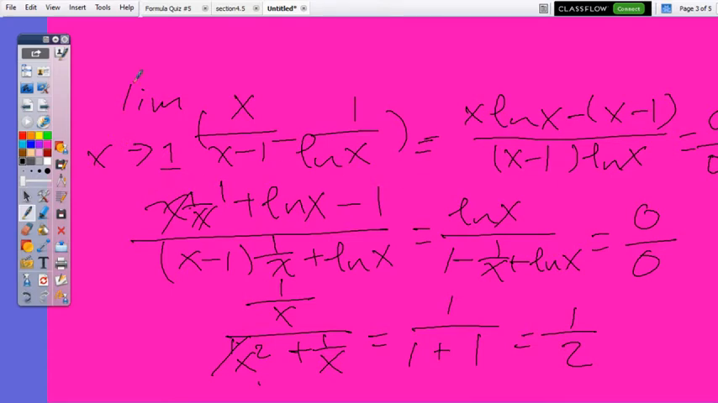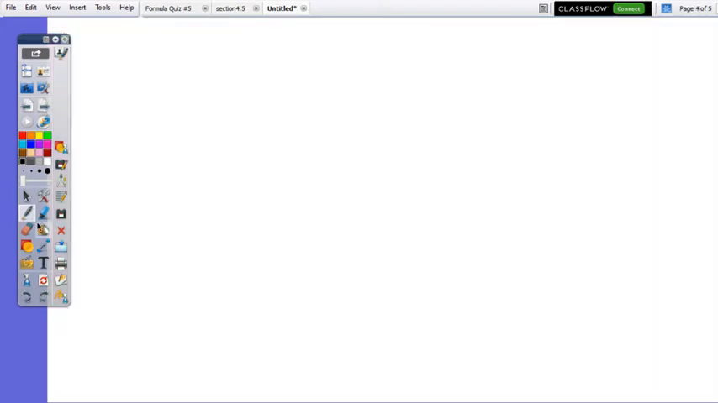So now let's try another problem. This time we're using black for the background. And the one that I want to show to the class, okay, so here's the one.